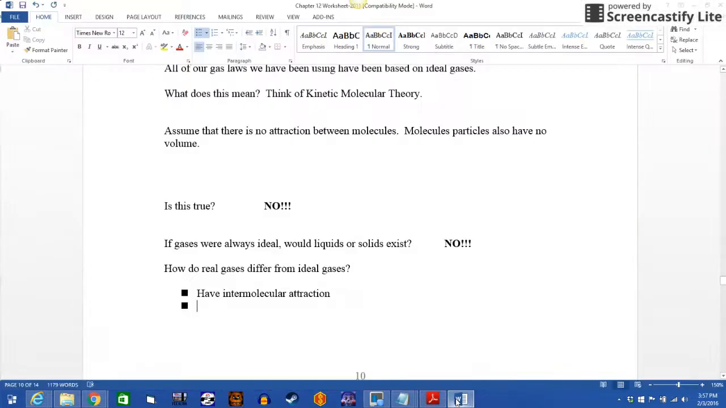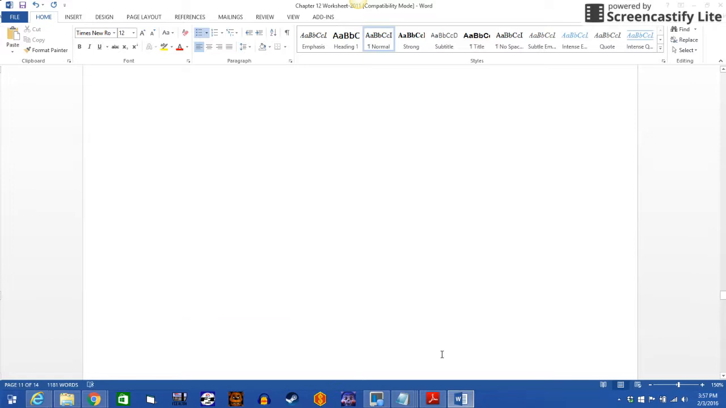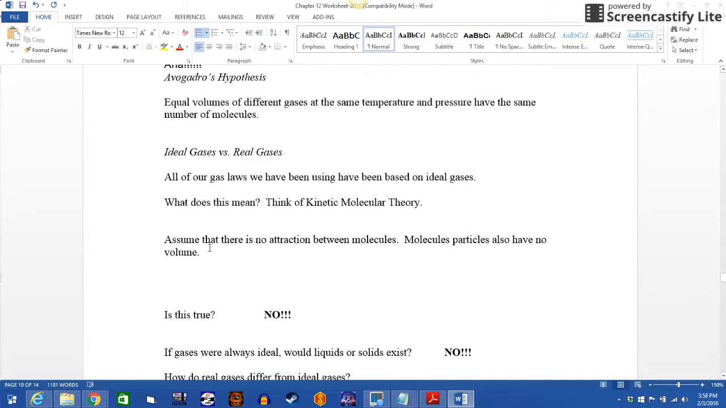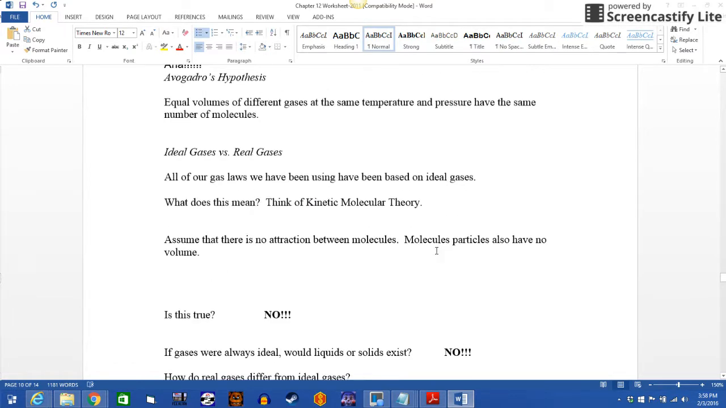All right, well, we're back. And real gases have intermolecular attraction, and they also have volume. But I want you to think about, and this is what I want you to write down, this is part of your homework, when will gases act most like ideal gases? In other words, when are our assumptions from kinetic molecular theory, when will these assumptions be most true? That there is no attraction and that they have no volume.